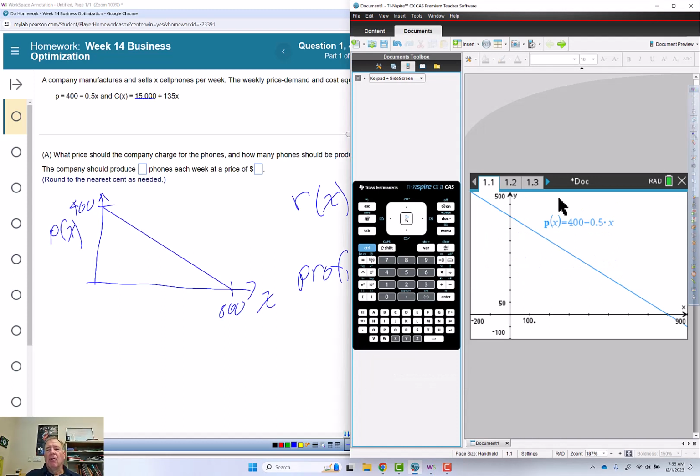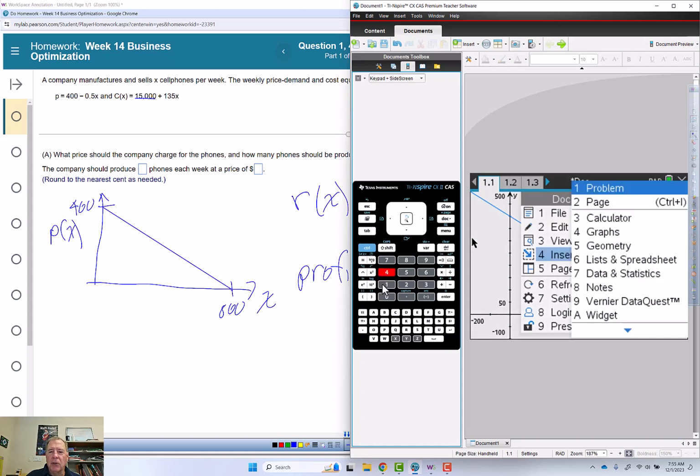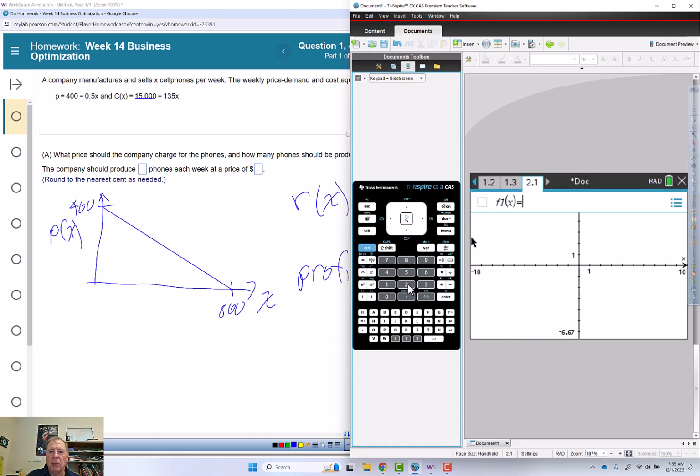So I've already put in the price function, and I'm going to show you how to do that in a new problem. Doc, 4 for insert, 1 for problem, 2 for a graph. So I'm going to put in P of X, and I can change the name of the function. So P of X equals 400 minus 0.5x. If I'm just doing this problem for no explanation, I really don't care what the window is. And if I want to immediately put in another function, I can just hit down arrow instead of enter.